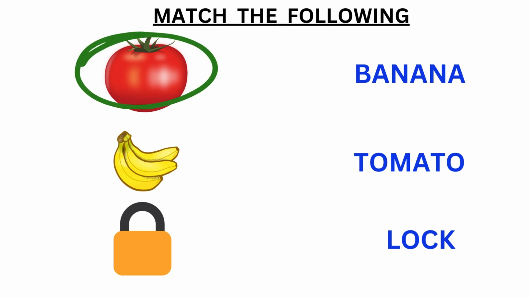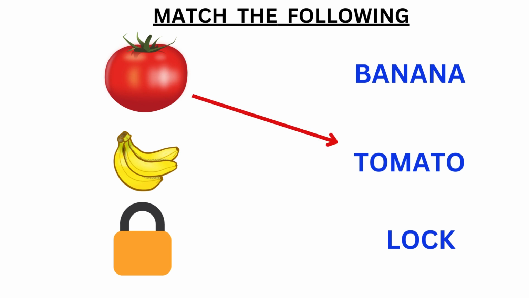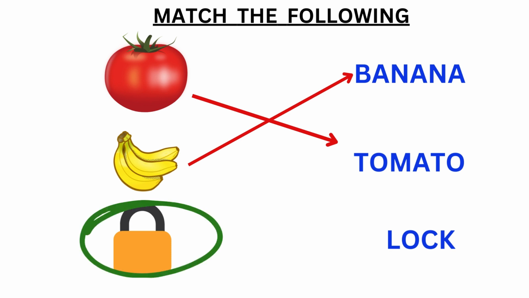First, a round red vegetable often used in salads and cooking. What do we call this? It's the tomato. Next, a long curved fruit with yellow skin. Can you guess its name? It's the banana. Lastly, a device used to secure doors. What's the name of this object?